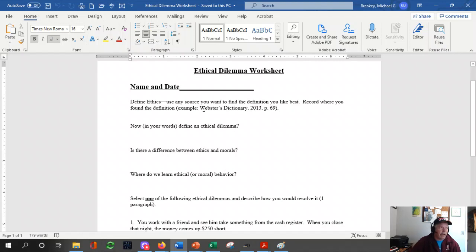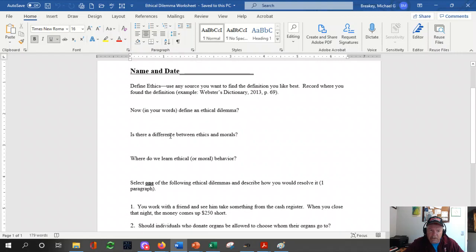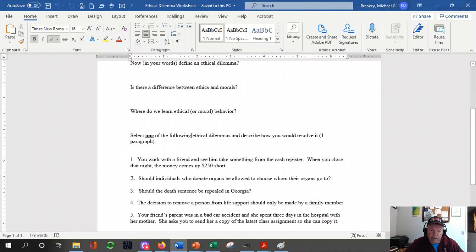And a lot of you did a good job, I thought, on the question about intrinsic, extrinsic motivation, of giving a kind of a citation. Here's where I got the info. Same idea here. And now you can see in your words, define an ethical dilemma. You may need to look up dilemma just so you can give a better answer here. Is there a difference between ethics and morals? How do we learn these things?